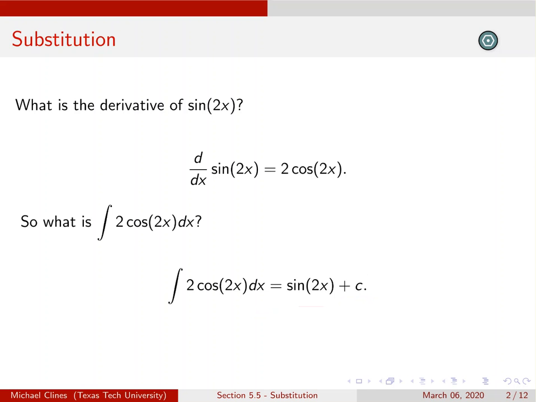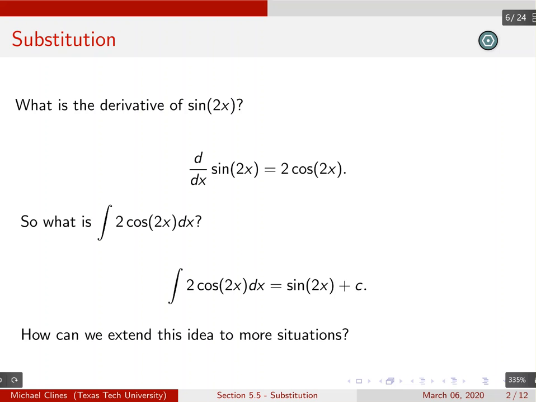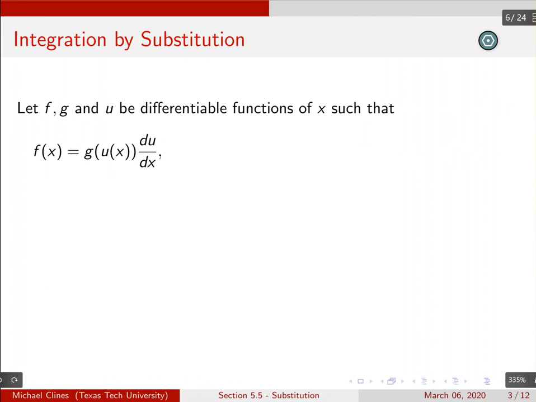So this was a kind of jerry-rigged example. I already had this equation up here. I knew to take the derivative of sine of 2x to get 2 cosine of 2x. Now that is not always the case. So the next question we want to ask ourselves is, how can we extend this idea to more situations? How can we tackle problems where we might not necessarily see this equation off the bat? All right, let's look at some theory.